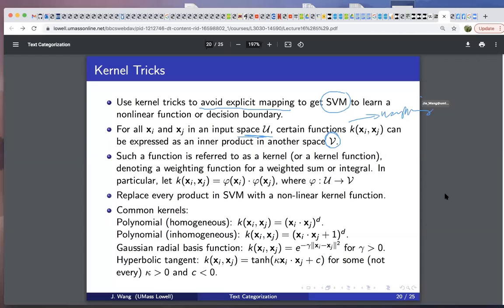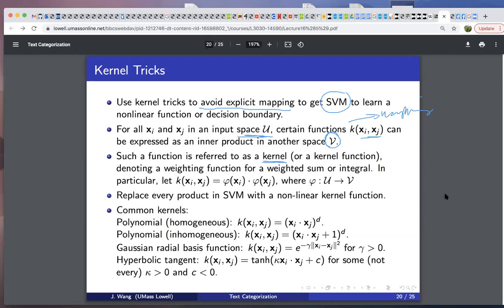Map these two vectors into an inner product of another space. Okay, so that is called a kernel trick. And then such a function is called a kernel, or a kernel function. So here this kernel really means adding weight. So this is a weight function, denoting a weighting function for the weighted sum of integral. So that's what a kernel is.